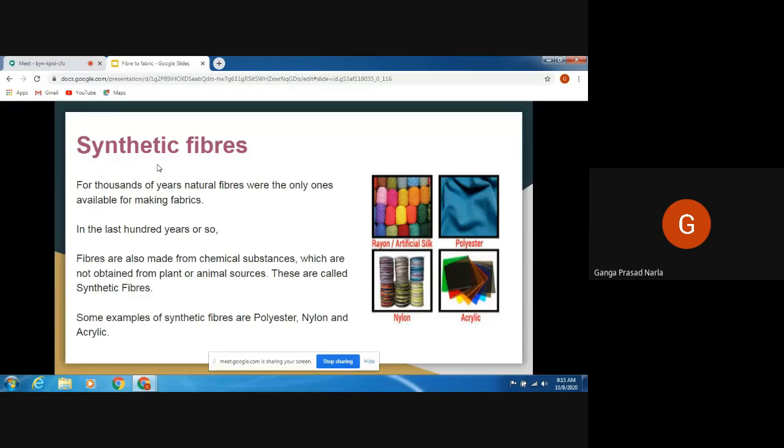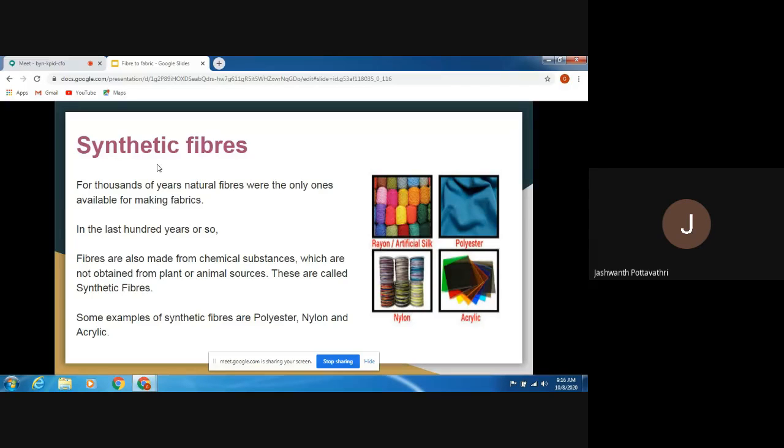So what are the examples of synthetic fiber? Polyester, nylon, acrylic. These are the examples. Sir, what is meant by acrylic? It is one type of synthetic fiber. అంతే అది నేమ్ ఓకేనా ఆ బట్ట యొక్క నేమ్ సింథటిక్ ఫైబర్. Sir, rayon is separate.